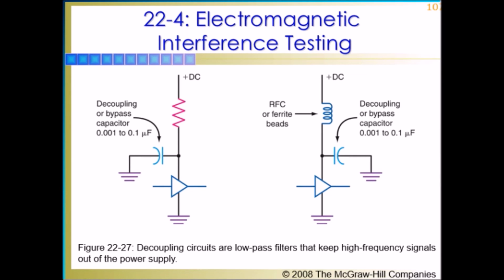Typical decoupling circuits are shown in the figure. Instead of using a physical inductor in series with a DC line, small cylindrical ferrite beads can be placed over a wire conductor to form a small inductance. These beads are widely used in high-frequency equipment.